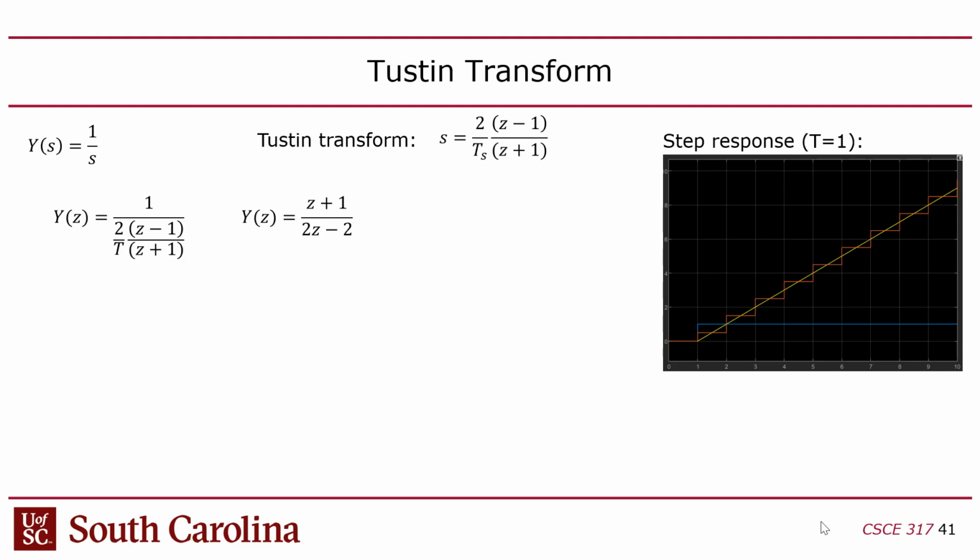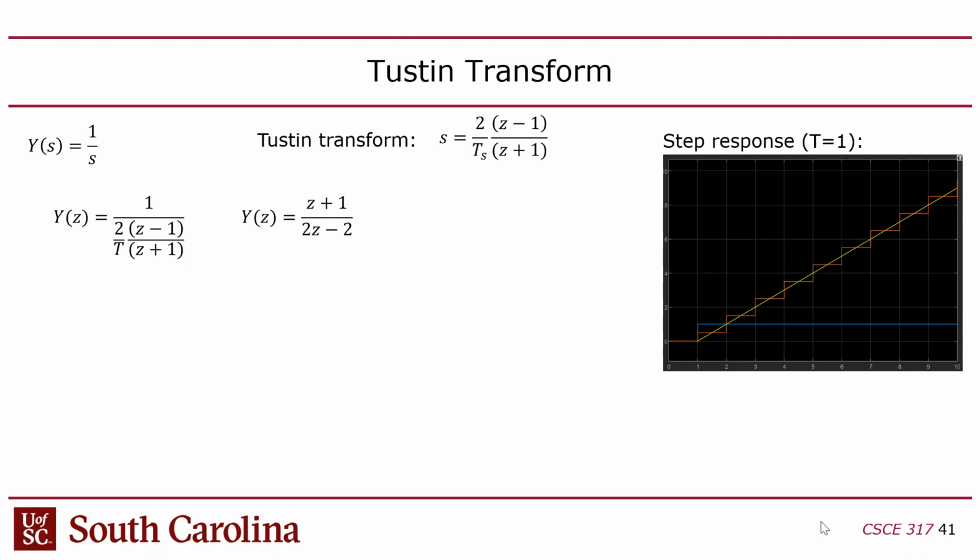Right? Now check this out, by the way. This is the Tustin transform in action. So this yellow line is the continuous line, and the Tustin transform of it is the orange line, right? Pretty cool, right? Except that's not what I showed before.